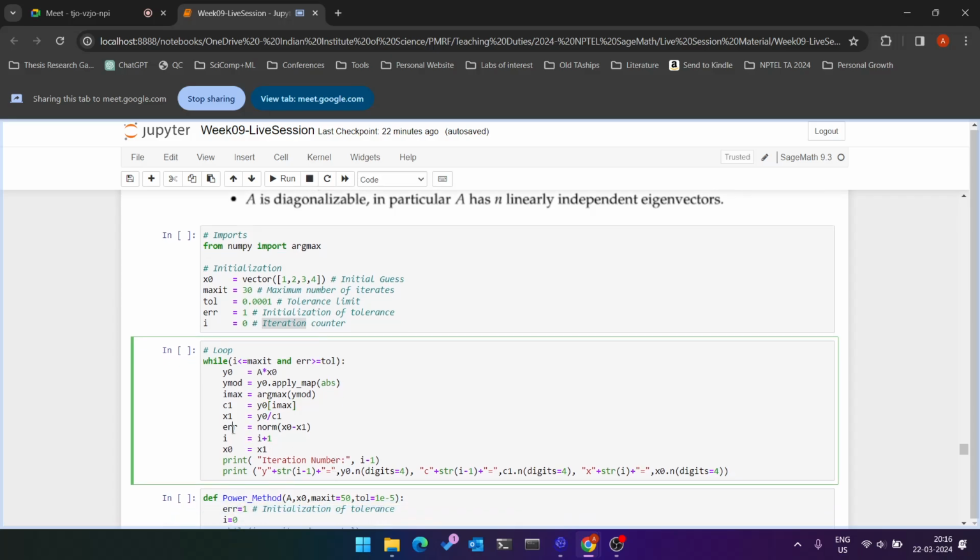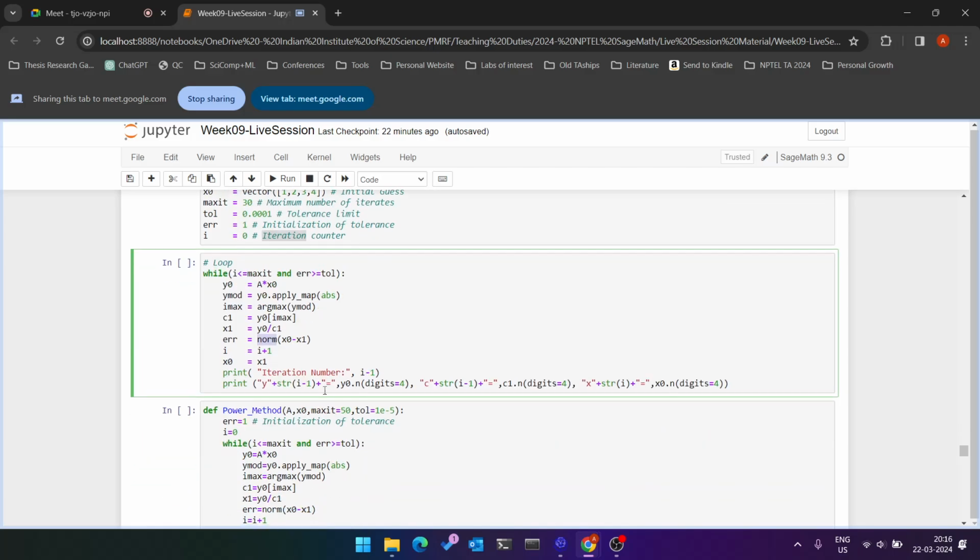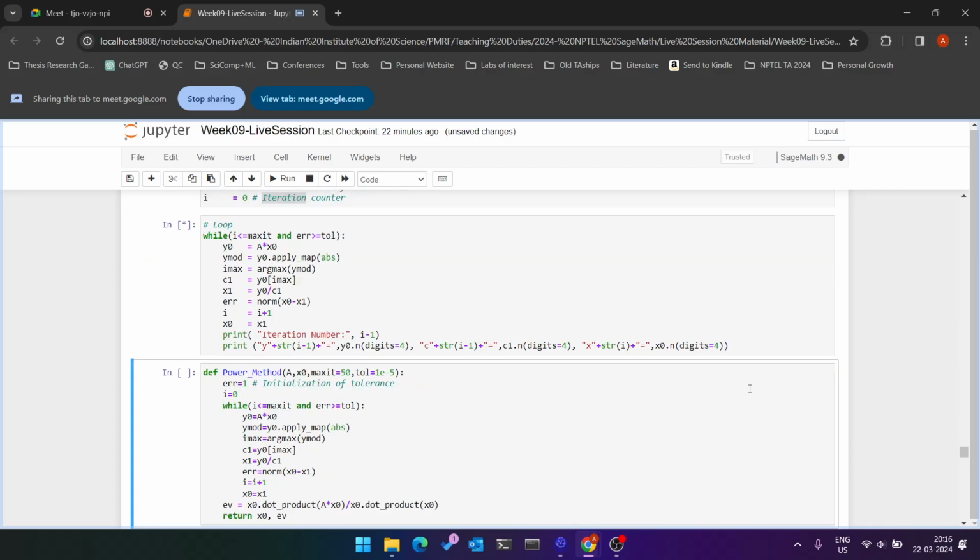And then we specify error as the norm of the difference between the current guess and the previous guess of the eigenvector. So we keep on doing this. We print out the iteration number, we print out y, we print out c, and we print out x. All of them are limited to up to 4 digits. So this while loop, I'll run.